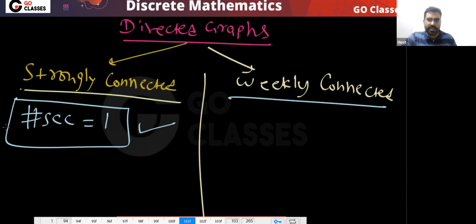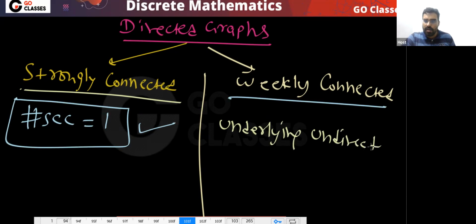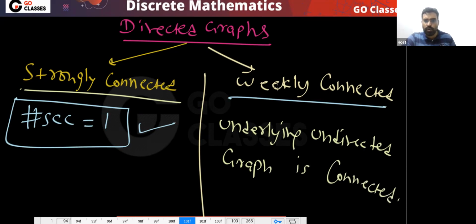And what is a weakly connected graph? It means the underlying undirected graph must be connected. The underlying undirected graph is connected. So for this, we check the underlying undirected graph, which must be connected.